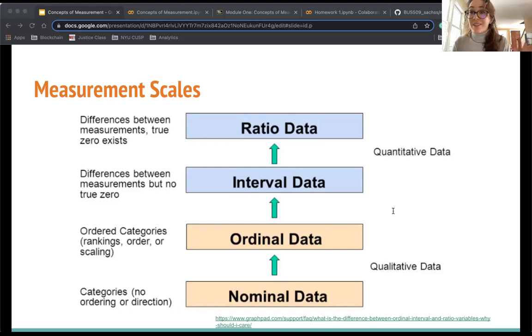And that brings us to the next level, where we can find meaningful differences between data points when we reach interval data. For example, think about the Celsius scale for measuring temperature. We know that 30 degrees Celsius is higher than 10 degrees, and the interval is meaningful and uniform across measurements.